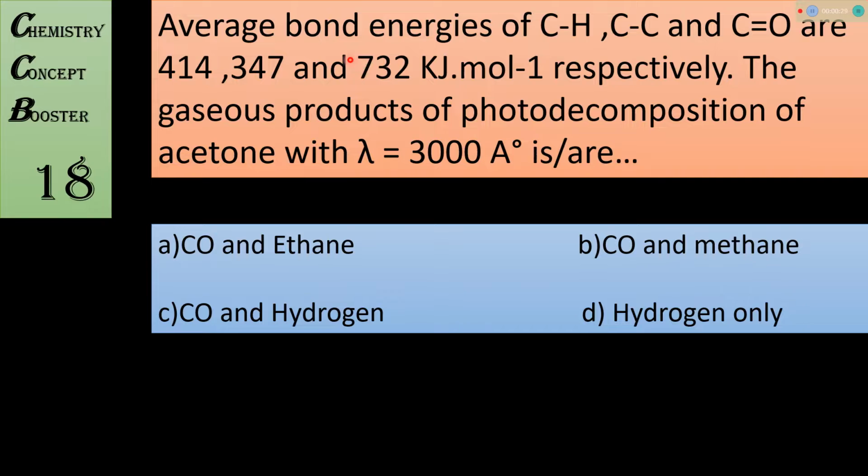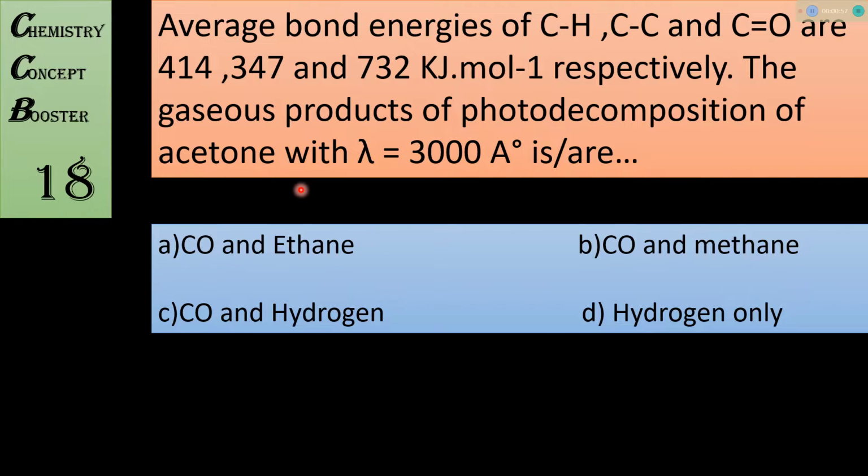So this is the question. The average bond energies of C-H, C-C and C=O are 414, 347 and 732 kilojoule per mole. The gaseous products of photodecomposition of acetone with a wavelength of 3000 angstrom are?